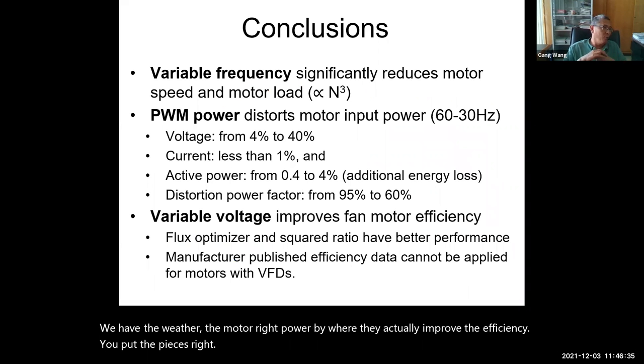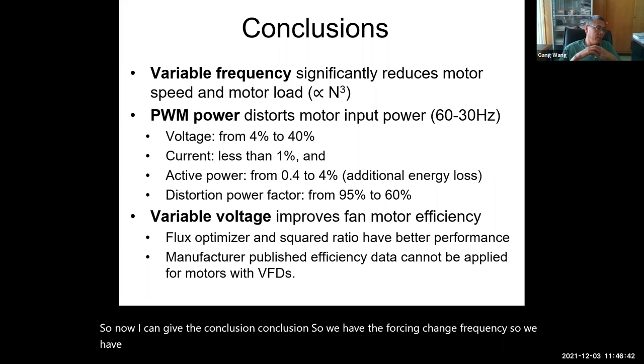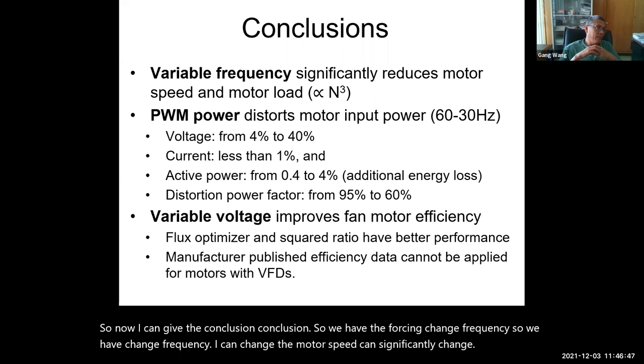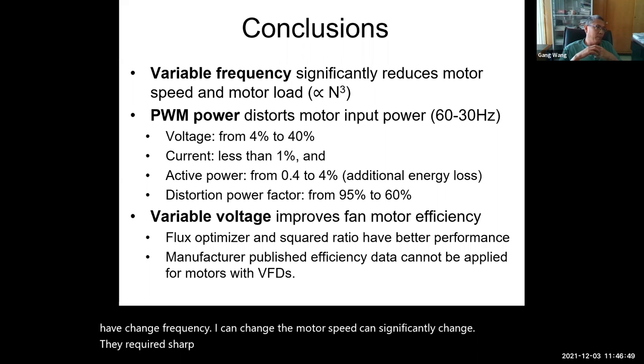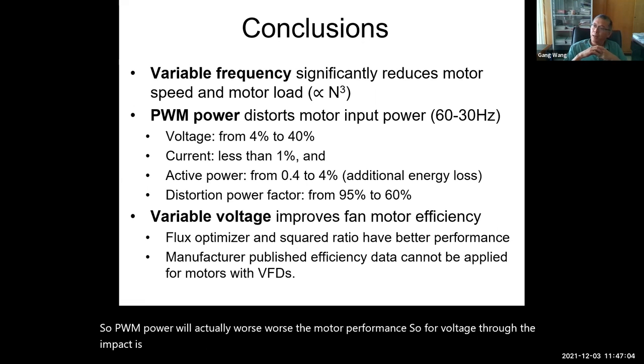So now I can give the conclusion. The VFD, first of all, changes frequency. By changing frequency, I can change the motor speed and significantly change the required shaft power, which goes to the power of three, so it significantly reduces shaft power demand. PWM power actually worsens the motor performance. For voltage, the impact is 4 to 40%, the current is less than 1%, and the power is between 0.4 and 4%.